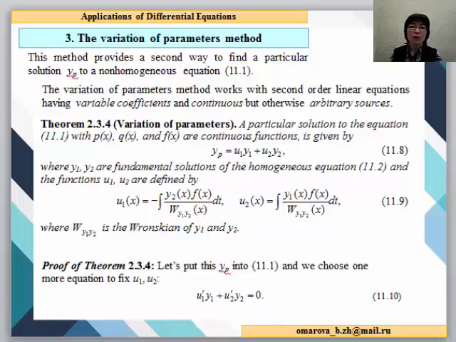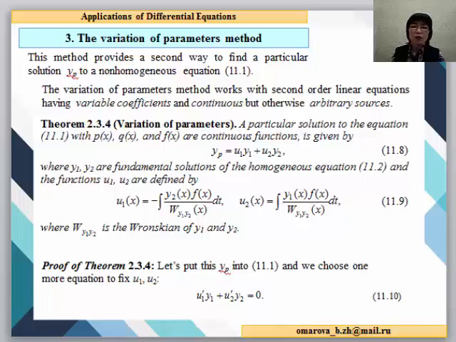The variation of parameters method works with second-order linear equations having variable coefficients and continuous but otherwise arbitrary sources. When the source function of the non-homogeneous equation is simple enough, the undetermined coefficients method is a quick way to find the particular solution of the equation. When the source is more complicated, one usually turns to the variation of parameters method with its more involved formula for the particular solution. Let's consider the fourth theorem about variation of parameters.